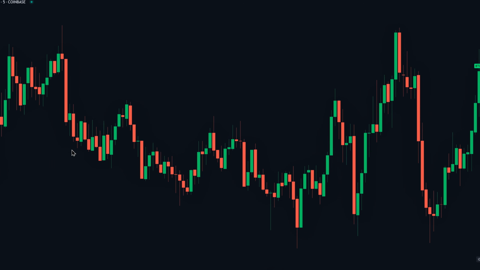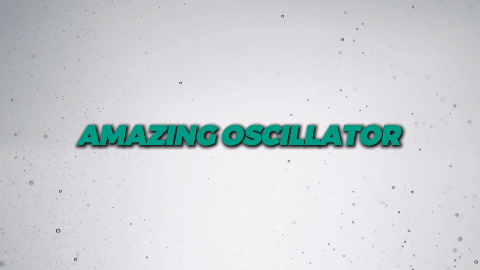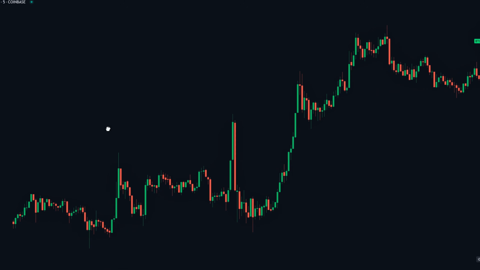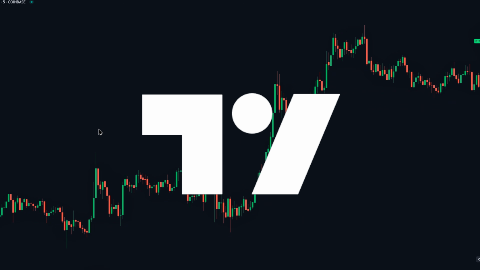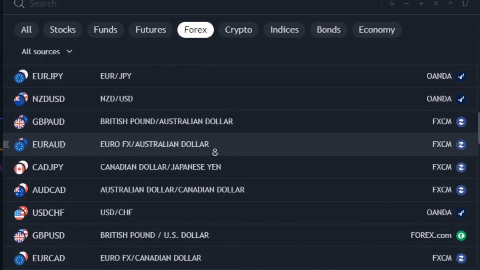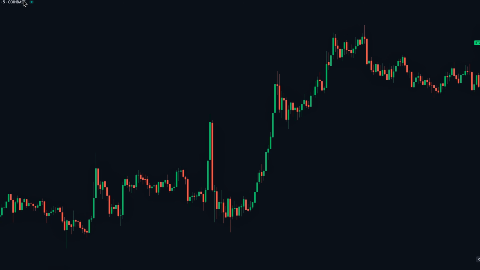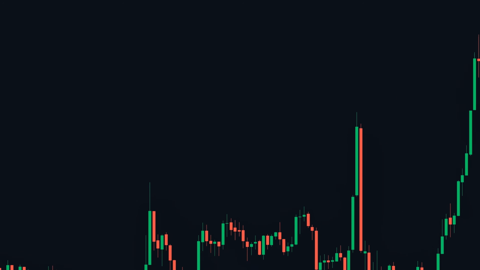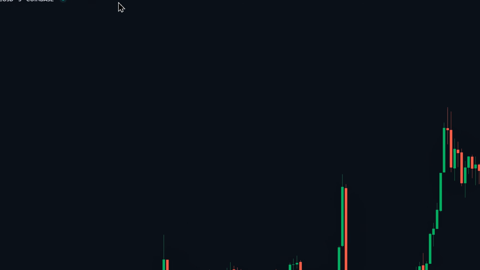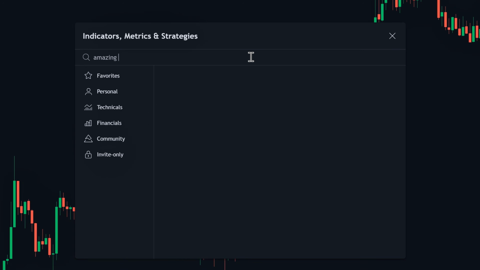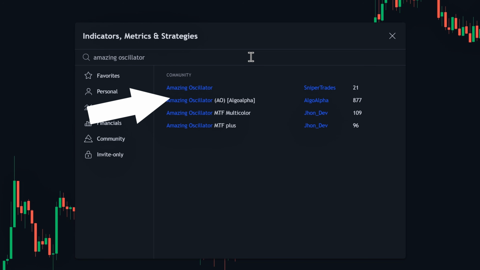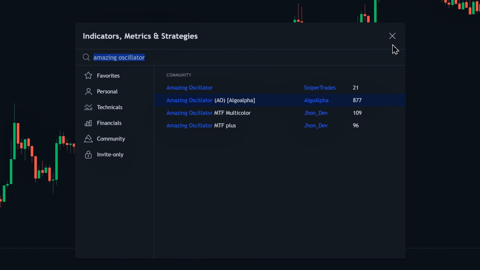So this indicator is called the Amazing Oscillator, created by Algo Alpha. To add it to your chart, you wanna go to TradingView and load any trading security that you like in any time frame. For me, I'm gonna be using the 5-minute time frame of BTC USD. After that, click on Indicators and type in Amazing Oscillator. This one created by Algo Alpha.